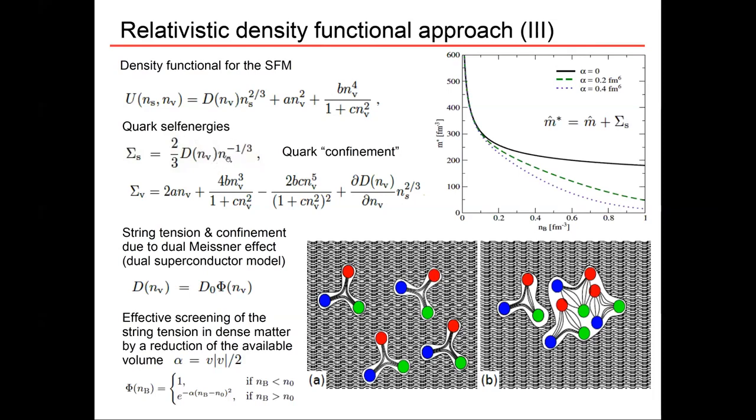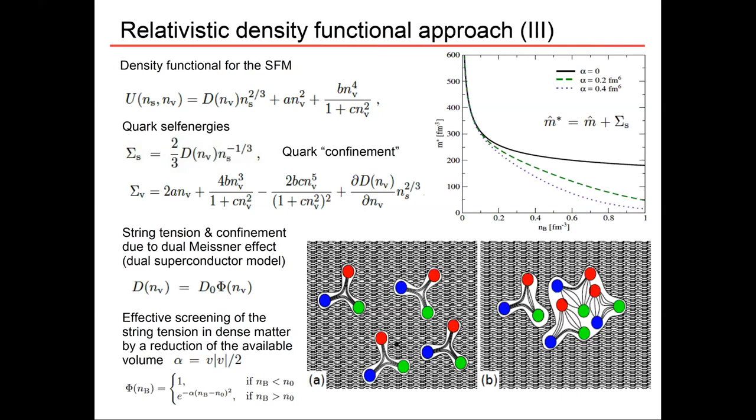So it has a dependence on the scalar density with an exponent of -1/3. This density to the power -1/3 would be the mean distance between quarks. And so this is something like a linear confinement potential. The D parameter can also be density dependent. It plays the role of the string tension, and this string tension can be modified in the medium, for instance, by adopting a kind of excluded volume mechanism, which is motivated by the dual Meissner effect explanation of confinement.